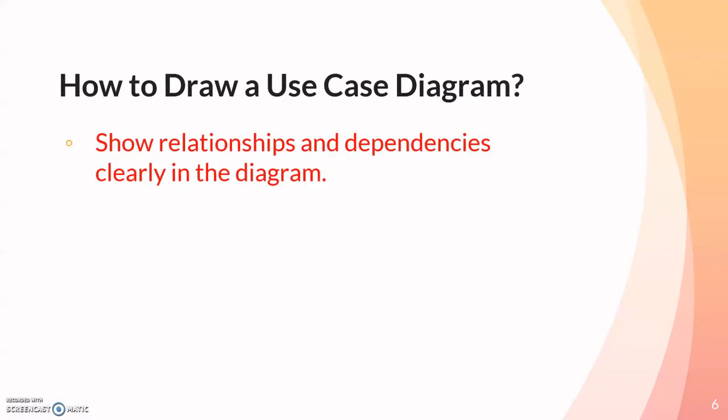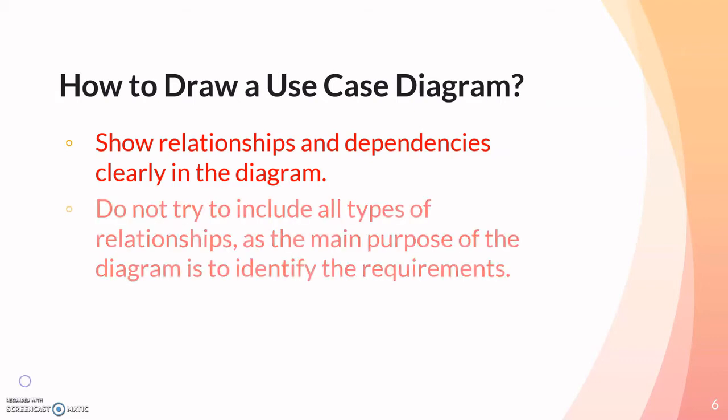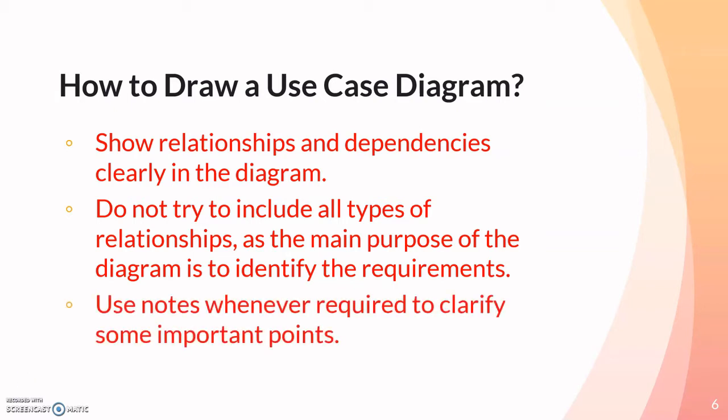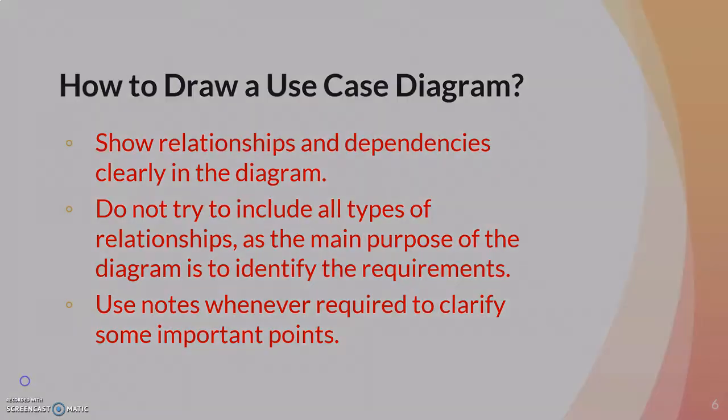Then show relationships and dependencies clearly in the diagram. Do not try to include all types of relationships, as the main purpose of the diagram is to identify only the requirements. So we should not complicate the diagram using all types of relationships. Then use notes whenever required to clarify some important points.